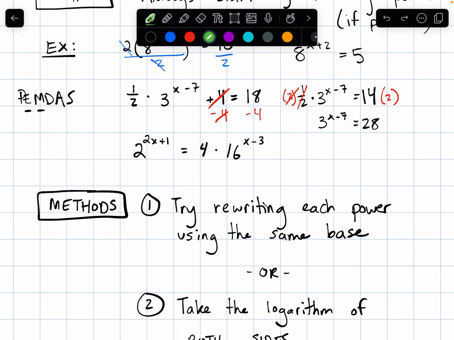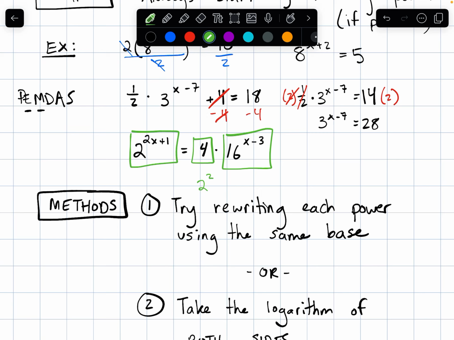Now notice this one we have 2 powers, right? I have 2 to the 2x plus 1 and 16 to the x minus 3. So we might think to ourselves, oh, well, if I just divide both sides by 4, yeah, it cancels on the right, but now I have a 4 in the denominator. So in this case, it's not really helpful to divide by 4 because we still have a power on each side. In this case, it's going to be most beneficial to us to rewrite the 4 as 2 squared.